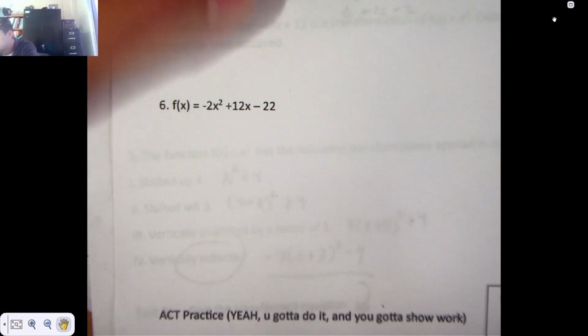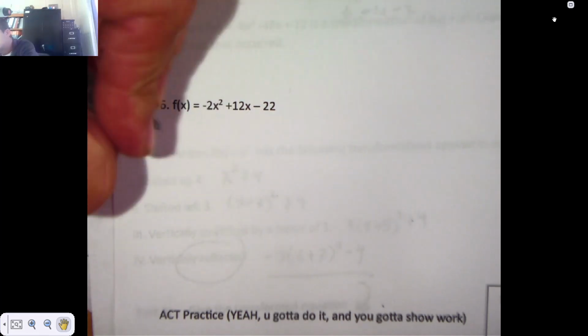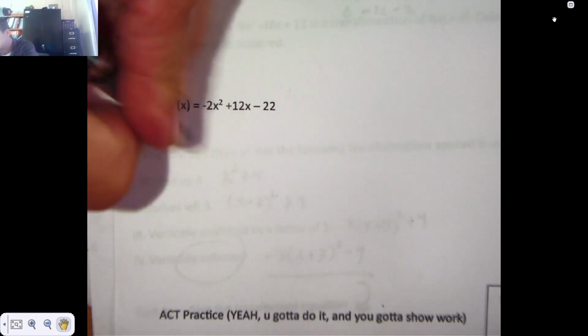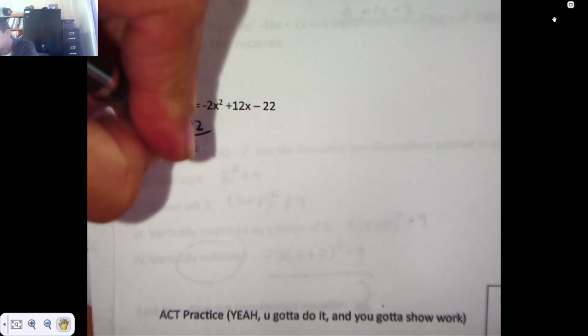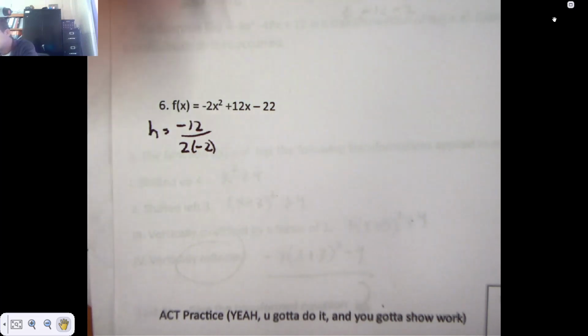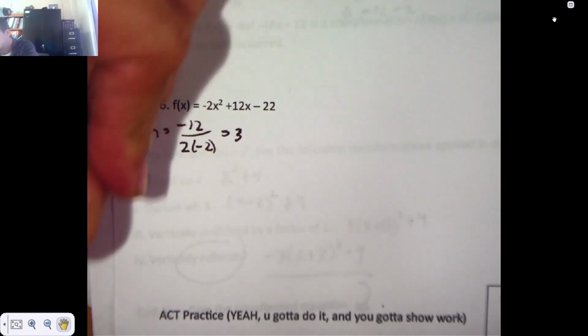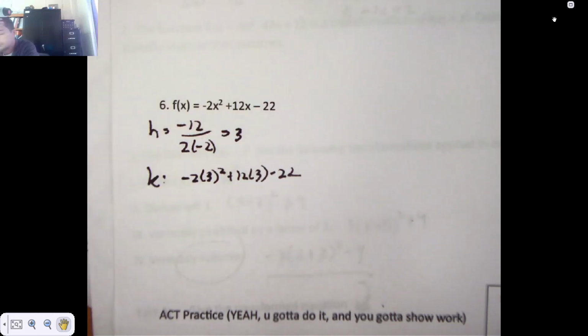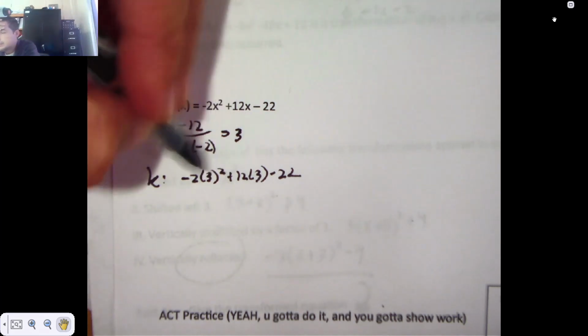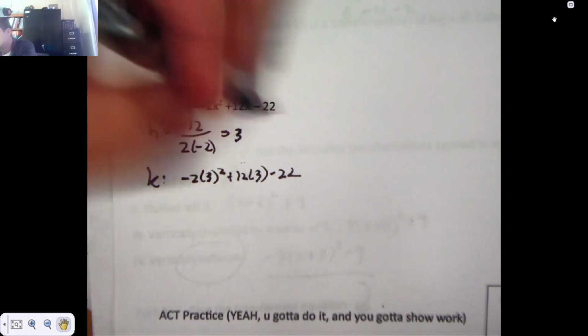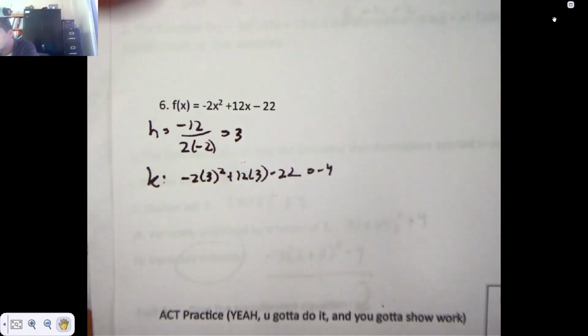Anyways, what do I want to do? I want to convert this into vertex form. H would be at opposite B over twice A. That's going to be negative 12 over negative 4, which is 3. K is found by plugging that 3 in. Looks like an intimidating little number there, doesn't it? This is 9, that's negative 18, that's 36. 36 minus 18 is 18. Take away 22, it's negative 4.